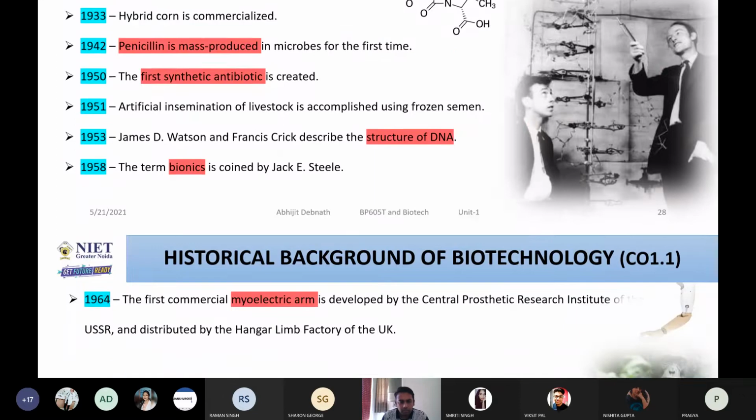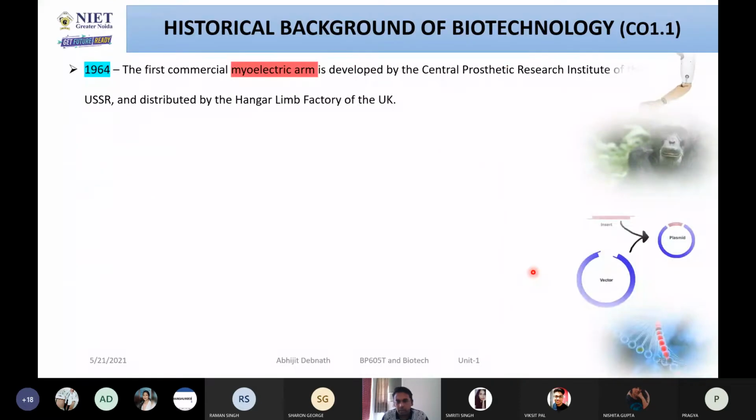After the term bionic was used, slowly we reached the present scenario, when in 1964 the first commercial myoelectric arm appeared, for people whose hands are damaged, those people whose hand is not working. In those cases, a myoelectric arm, that is an artificial arm, can be used.